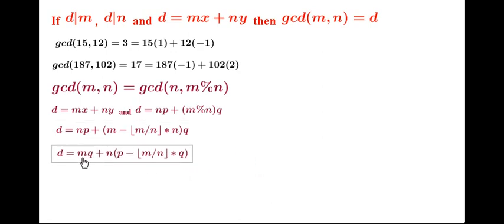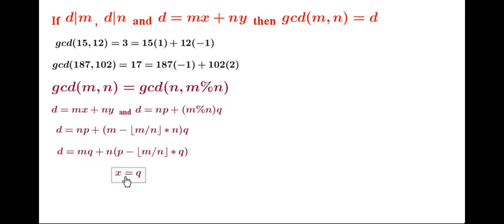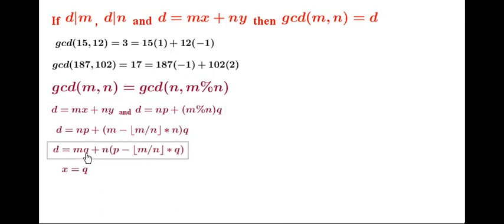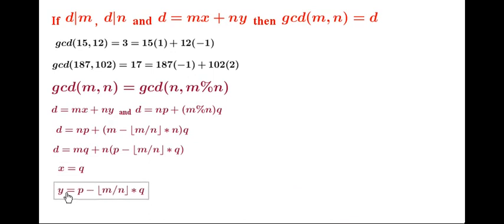So why am I doing this? Because ultimately I want to represent x and y in terms of p and q. So now if you compare this first equation with this equation, then you will get x is equal to q and y is equal to p minus floor of m by n into q. So now we'll talk about the implementation part. The entire implementation is dependent upon these two equations.